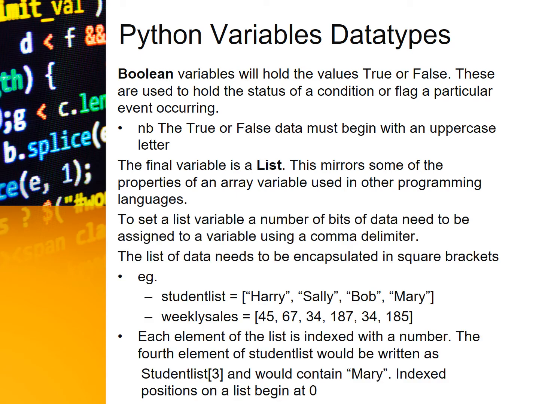Each element of the list is indexed with a number. The fourth element of the list could be written as student list 3 and would contain Mary. Why is it 3 instead of 4? Well, index positions start at 0, not at 1. So the fourth position would be 0, 1, 2, 3, not 1, 2, 3, 4.